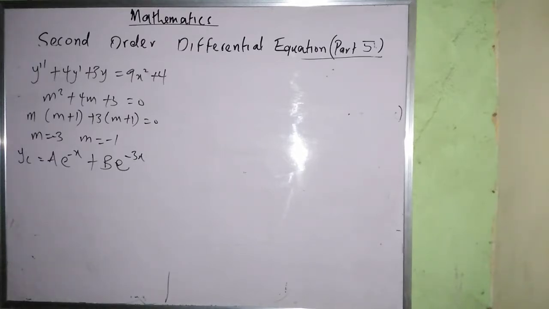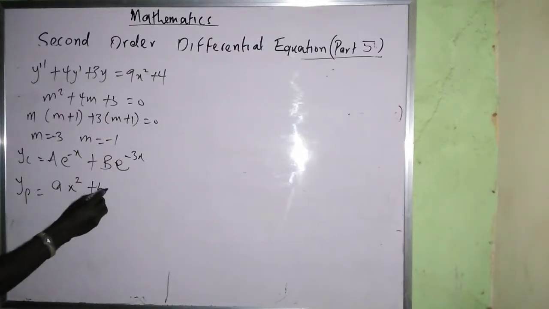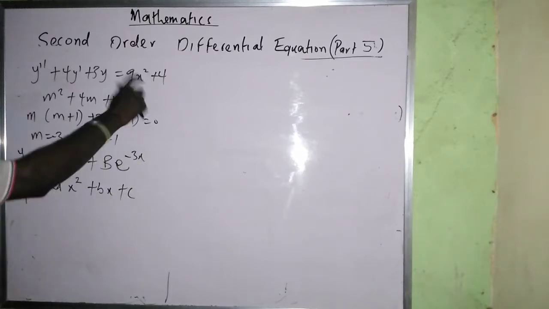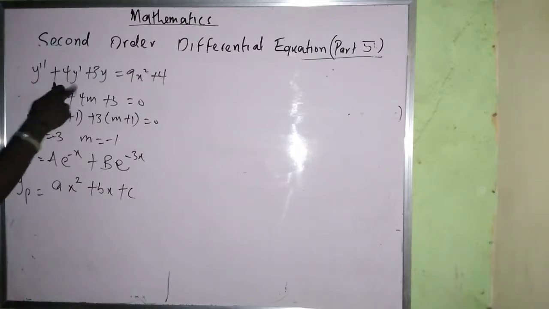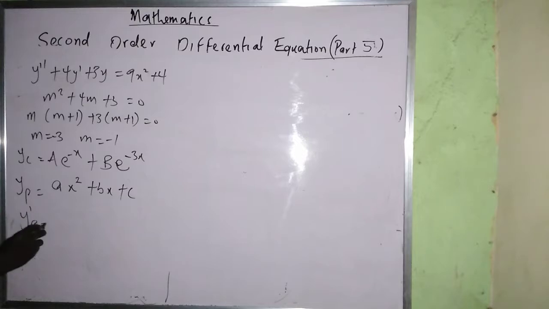Now, I will move on to my y particular. At this point, I will have ax squared plus bx plus c. If the right side is degree 2, this also will be degree 2, a second degree polynomial. Now, since I have this, I want to generate my y prime of p. It will be what?